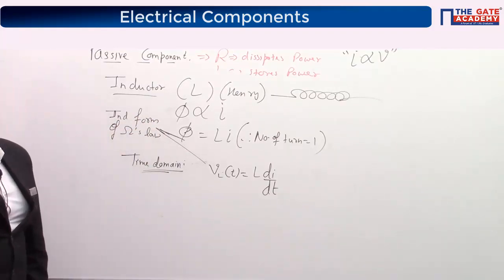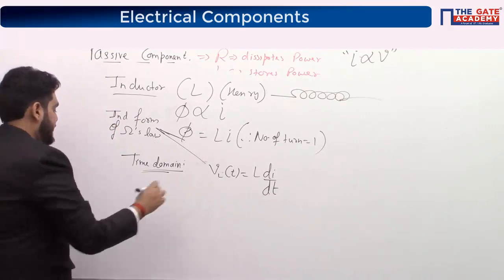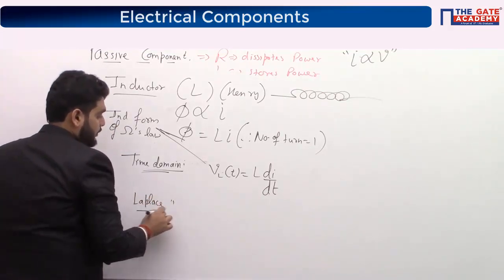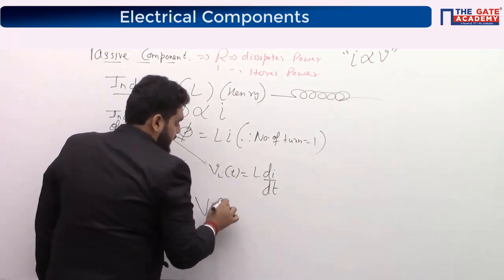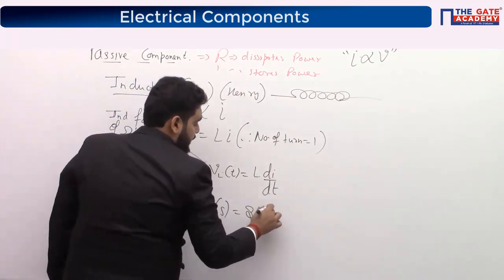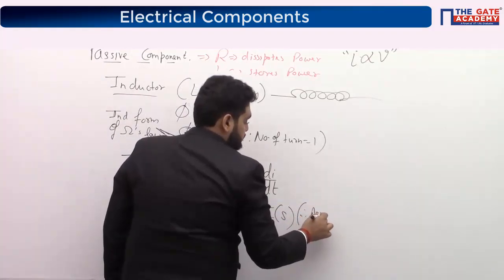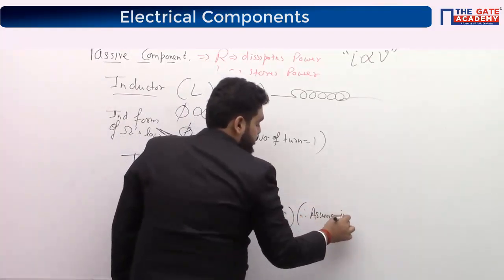So VL(t) is equal to L di/dt. Again, in the Laplace domain, VL(s) is equal to sL I(s), where we are assuming the initial current is 0.